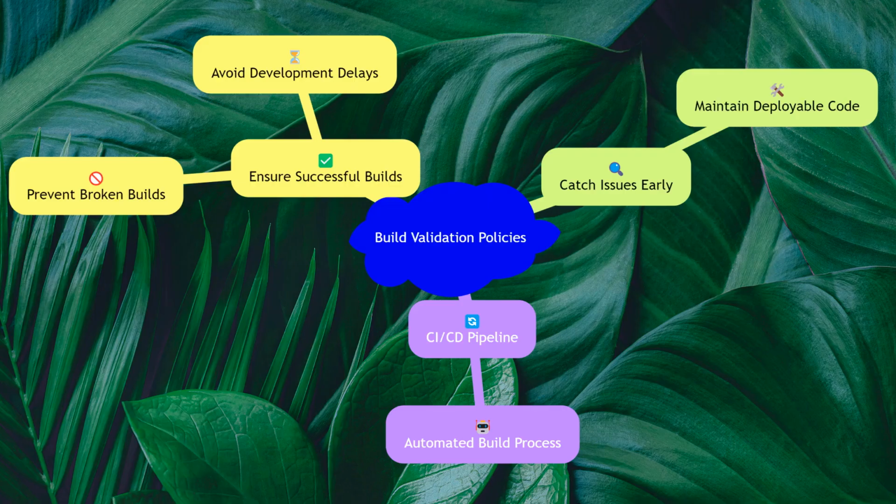Build validation policies ensure that the code builds successfully before it gets merged. This is important because a broken build can halt the development process and delay releases. By requiring successful builds, teams can catch issues early and ensure that the code is always in a deployable state. Build validation policies are typically enforced through the CI/CD pipeline, which runs the build process automatically.